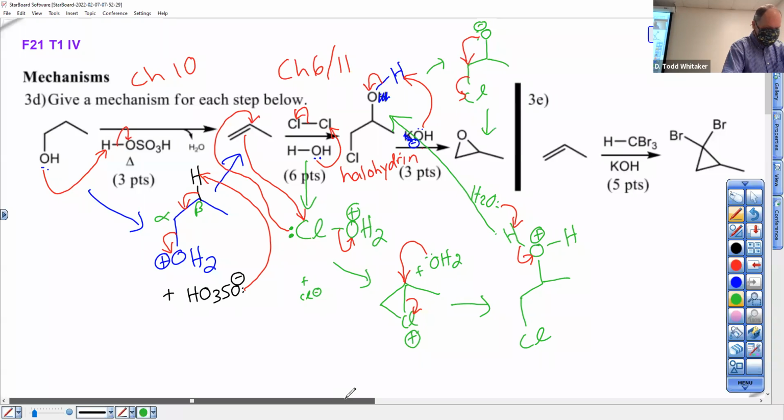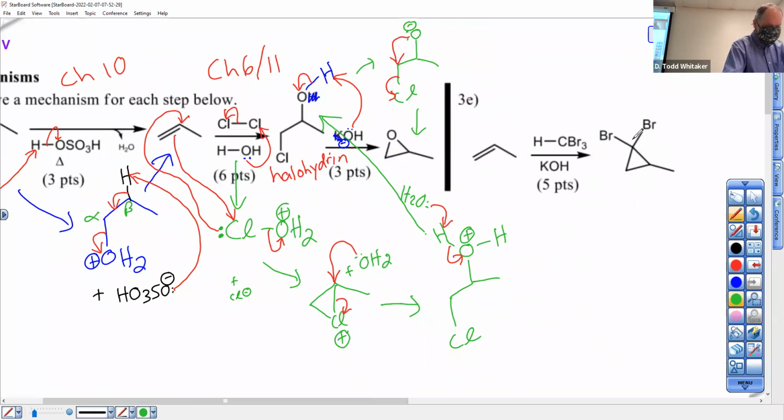And the next one over is making a cyclopropane from this molecule called bromoform. Bromoform. And 5 points. Probably going to have to do 2 intermediates. KOH is a base. Bromoform is surprisingly acidic, considering the H is attached to carbon.